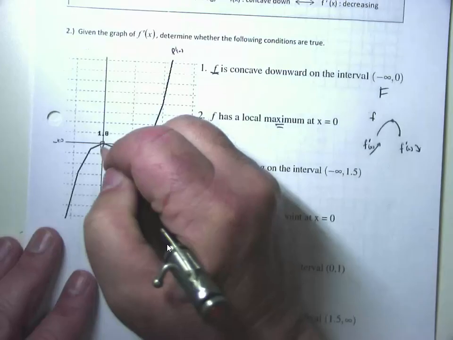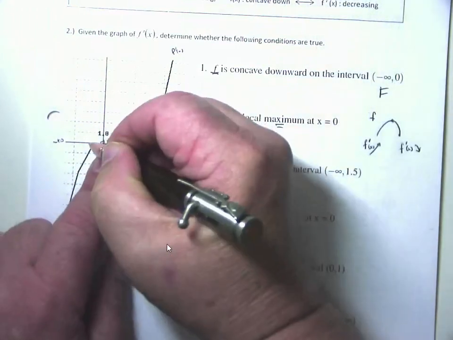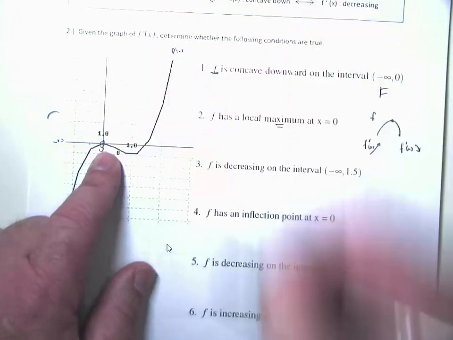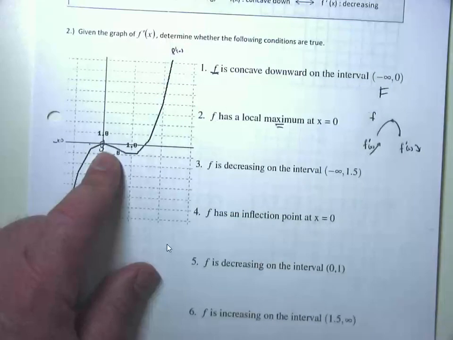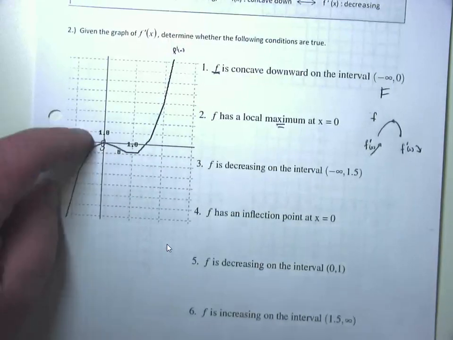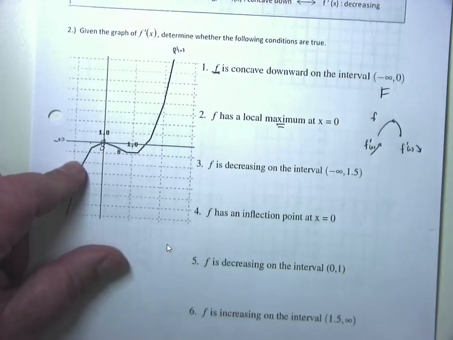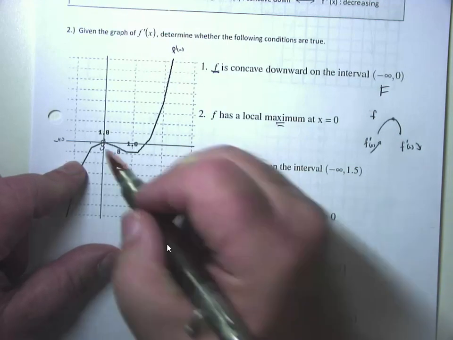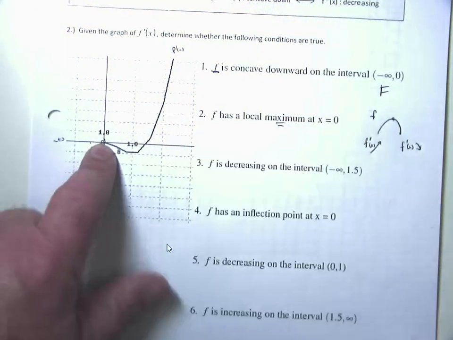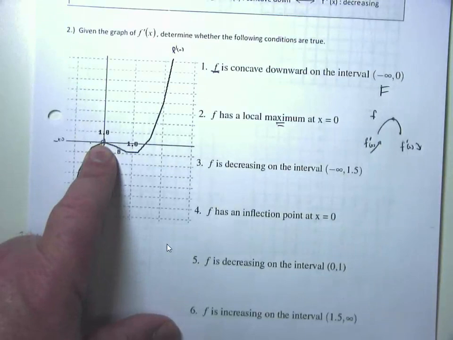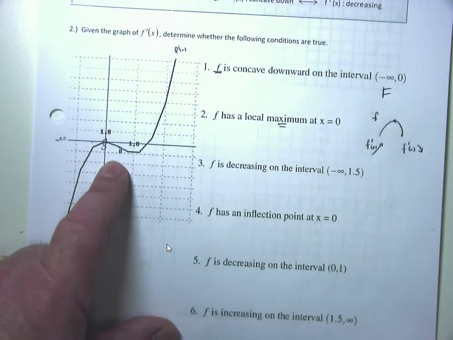At 0, what is the derivative just before 0? Remember, this is the derivative graph. What's the derivative of values just before 0? They are negative because they're located below the x-axis. What are the derivatives after you go through 0? Where's the graph located? Below the x-axis. They're still negative.